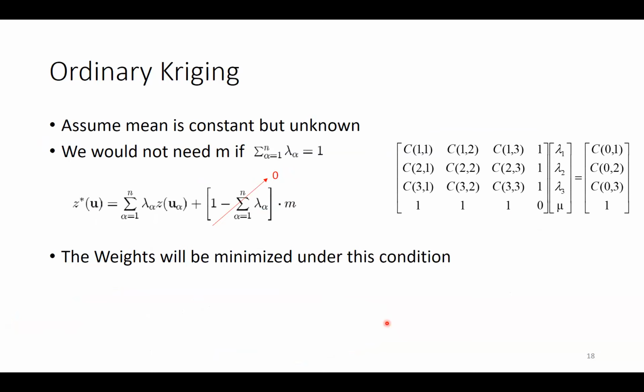Here in ordinary Kriging, we assume the mean is constant but unknown. So we are not going to use the mean value in the equation. And a very important part: the summation of weights is equal to 1. So if it's 1, we can remove this part, and the equation gets simpler. And here you will see one rule, the condition to make the summation of lambdas equal to 1.